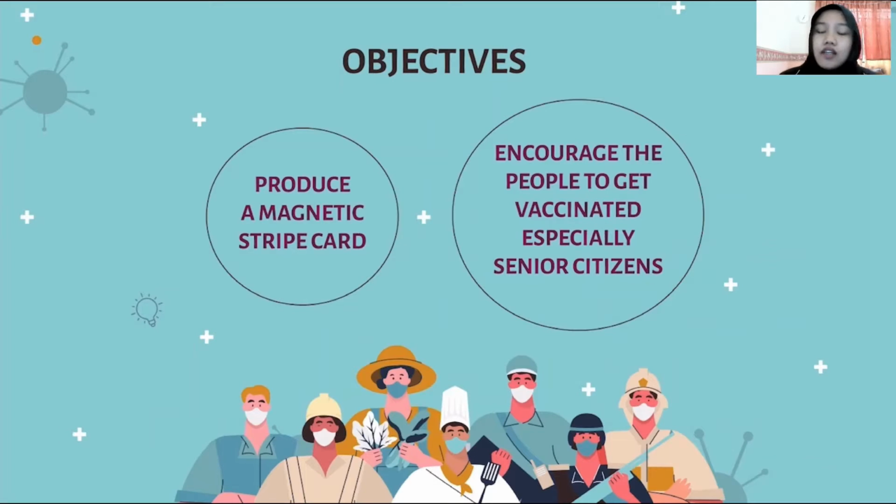Our objective is to produce a magnetic stripe card to reduce the inconvenience for senior citizens, and also to encourage people to get vaccinated, especially senior citizens, because vaccination is really important. So I'm going to pass the theory and design to Haikal.